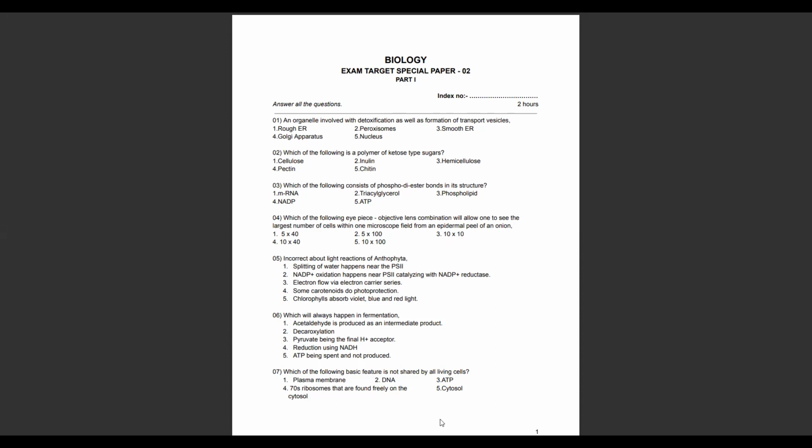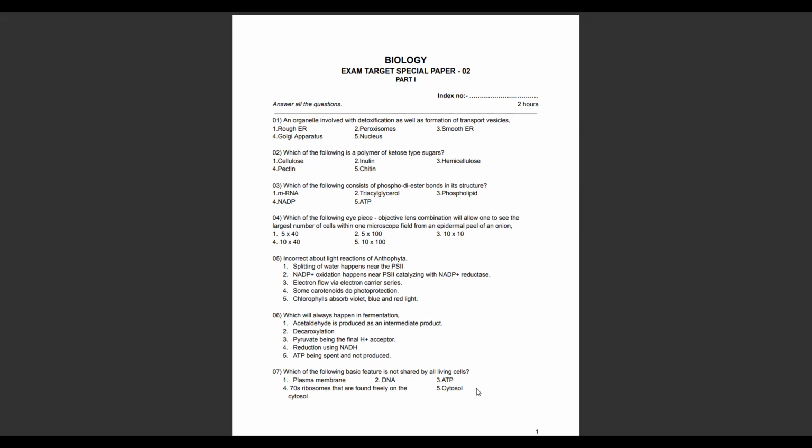Question number 2, which of the following is a polymer of ketose type sugars? Monosaccharides can be divided into two groups based on their carbonyl group, as ketoses and aldoses. In the resource book, they have mentioned fructose as a ketose sugar. Also, ribulose is a ketose type sugar. If we take these polysaccharides, cellulose is a polymer of glucose. But inulin is a linear storage polysaccharide, and it is a polymer of fructose. So, for the second question, the answer should be the second answer.